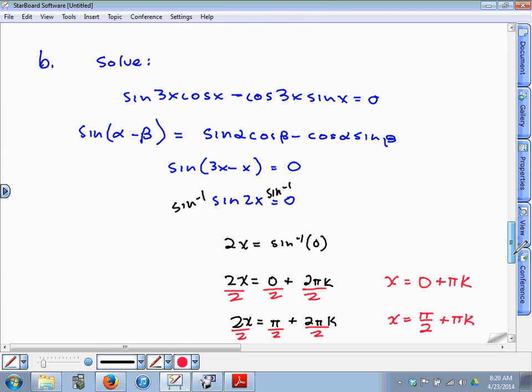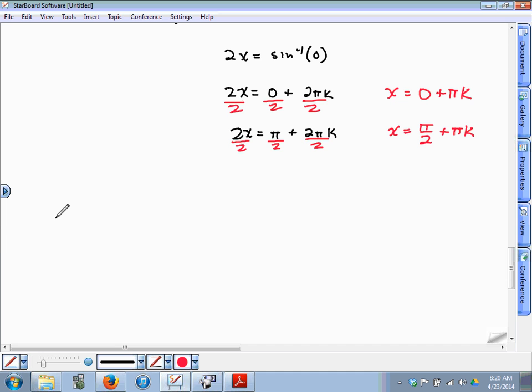Let's go on to example 3.4. This is going to involve a different identity. Well, not a different identity, sorry, it's a different multiple of an angle. Still the same.